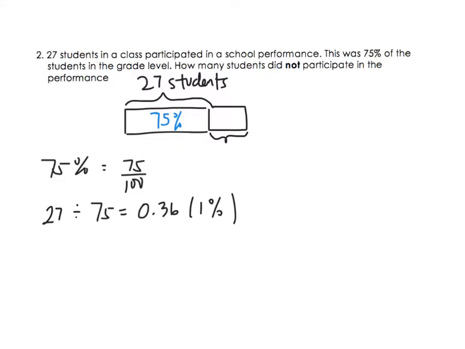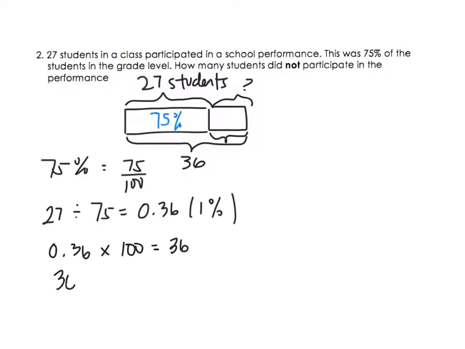We can now proceed to find the total number of students in the grade level just by multiplying 0.36 times 100 parts to get 100%, and we will get 36. And since this is 36, we can now solve for the number of students who did not join by subtracting 36 and 27, wherein we'll get 9 students.